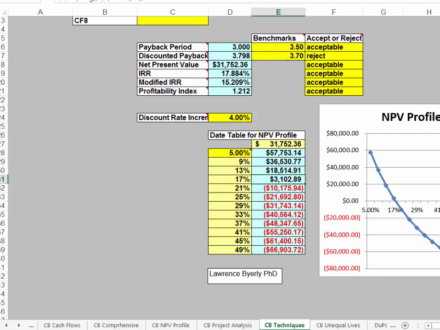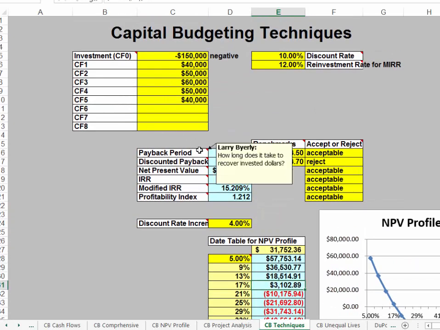So again, the techniques are very simple. You need to remember the definitions, and you need to have some understanding of what the decision rule is. And that's how you would use the capital budgeting techniques to solve for project acceptance.